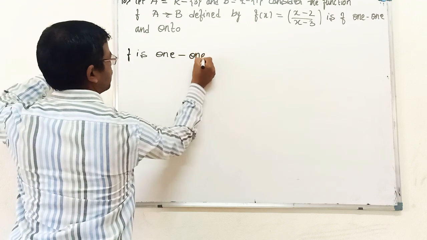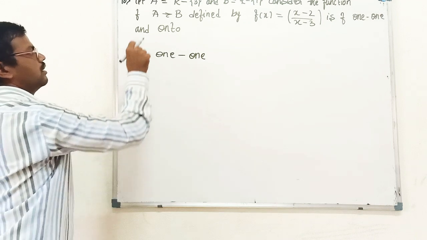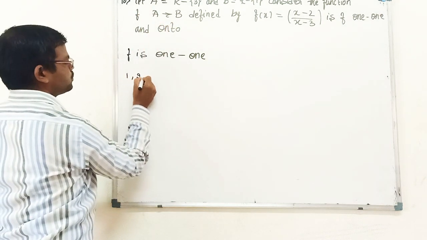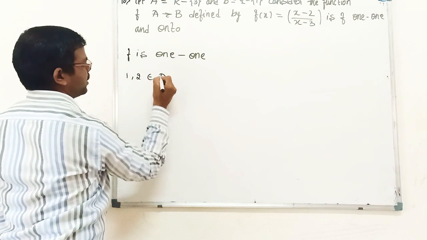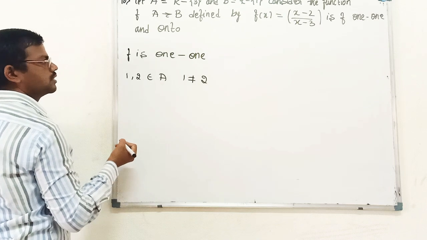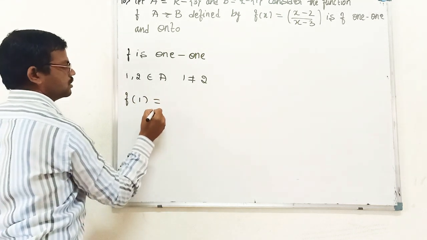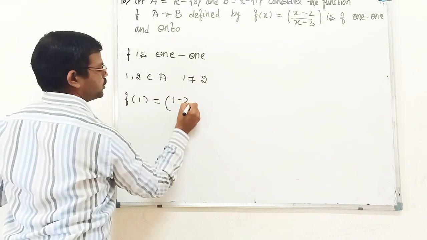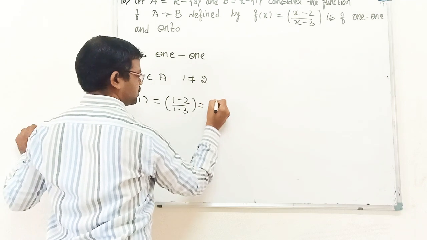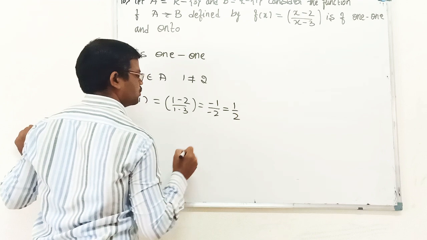f is 1-1. Let me consider two different elements in A except 3. Let me consider 1, 2 belongs to A and 1 is not equal to 2. Very simple example this is. Let me find out f of 1. f of 1 is 1 minus 2 divided by 1 minus 3. So that is minus 1 by minus 2, that is equal to 1 by 2.